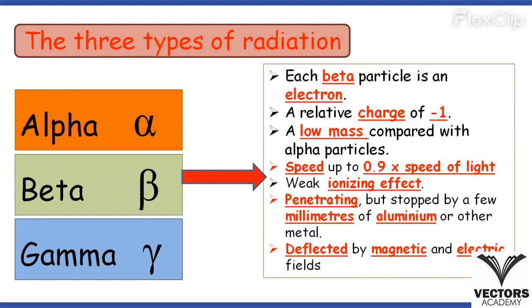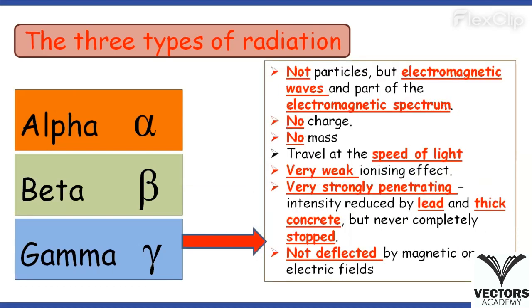Next is the beta particle. Each beta particle is basically an electron. It has a relative charge of -1, and low mass compared with an alpha particle. Speed is 0.9 times the speed of light. Weak ionizing effect. Penetrating, but less than gamma. It can be stopped by a few millimeters of aluminium metal. It is also deflected by magnetic and electric fields.